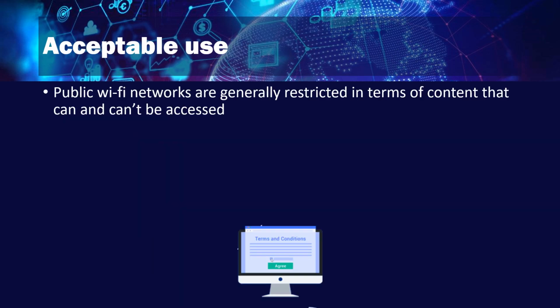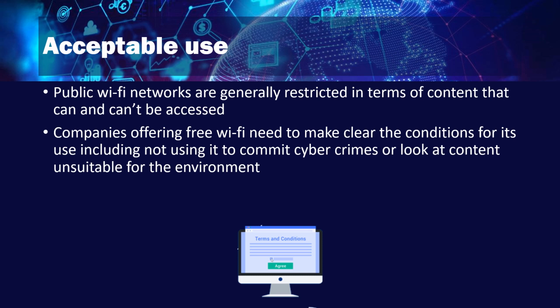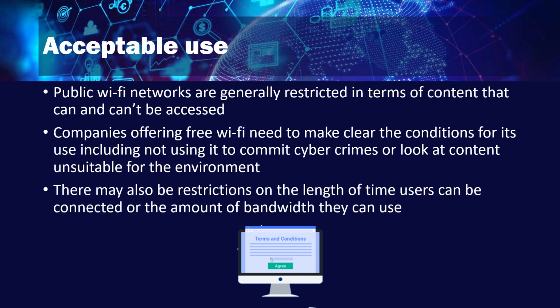Public Wi-Fi networks are generally restricted in terms of content that can and can't be accessed. Companies offering free Wi-Fi need to make clear the conditions for its use, including not using it to commit cybercrimes or look at content unsuitable for the environment. It would not be appropriate for someone to be able to access something like pornographic websites if they were on a Wi-Fi network at a McDonald's or a local library, for instance, where these things might be overseen by minors.